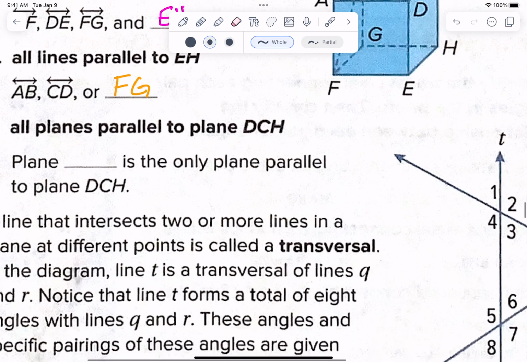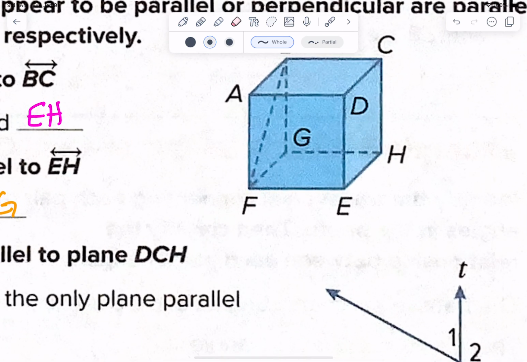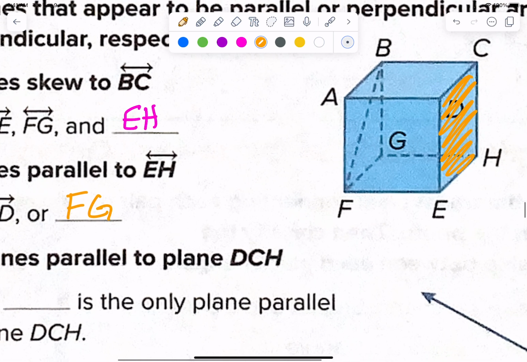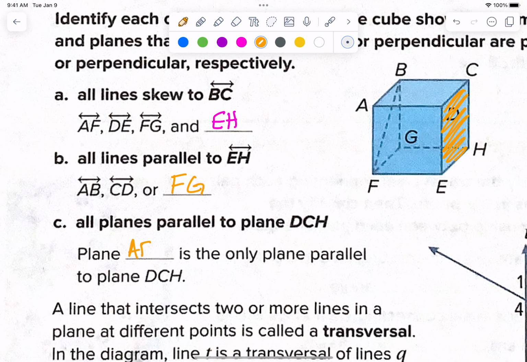Okay. All planes that are parallel to DCH. DCH is this guy right here on the left side. Which plane is parallel to him? AFG. You only need 3 letters, so if we go AFG, that's fine. You could also call them ABG, right? Or GFA, or anything like that. Those are all meaning the same thing. So AFG, that'll work.